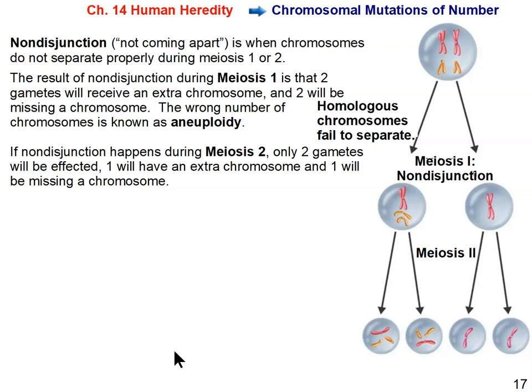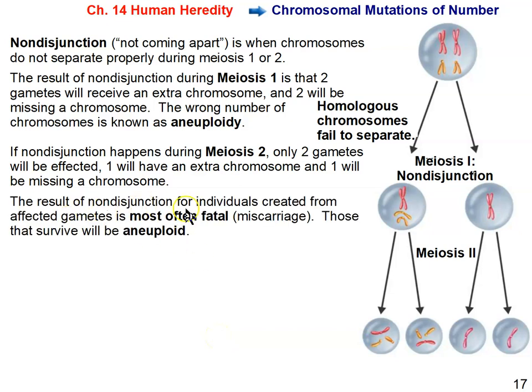Now it all depends on which chromosome it is, either missing or extra, that is going to determine what's going to happen next. But for the most part, aneuploidy and non-disjunction results in miscarriage. It's most often fatal because you can't live missing a chromosome or having an extra chromosome. You would never be born. You wouldn't develop properly.